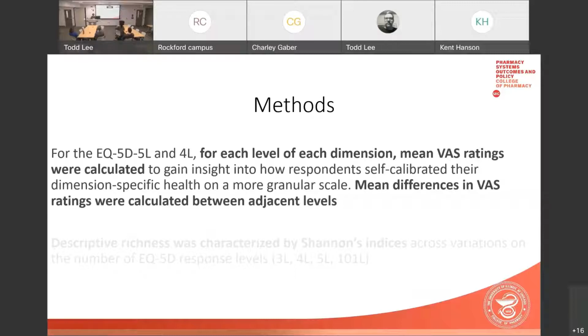For the EQ5D5L, we calculated mean VAS ratings for each level of each dimension. And then we calculated the difference in the VAS ratings between each of those adjacent levels. So for example, between level 1 and 2, or between level 2 and 3. And then we also combined the level 4 and 5 responses, so those severe and extreme problems labels, to examine this same sort of information on a 4-level EQ5D scale.